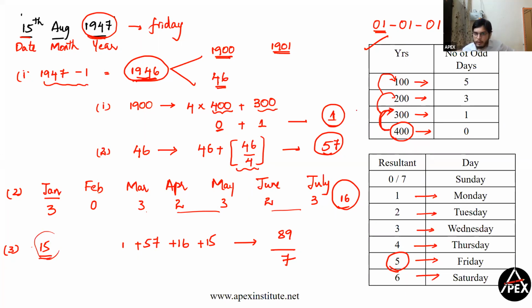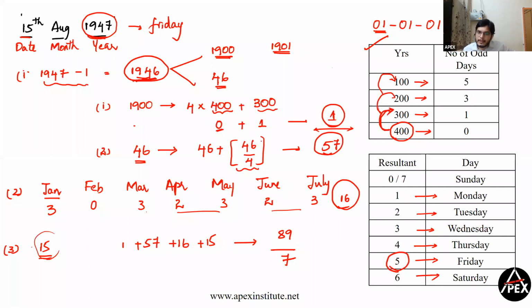So 0 plus 1. So in 1900 years, I can say that we have only 1 odd day. Clear? Is it clear? Any doubts? Quick response. Clear. Okay.